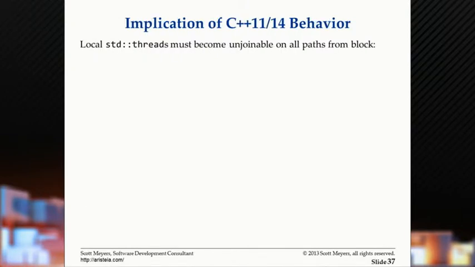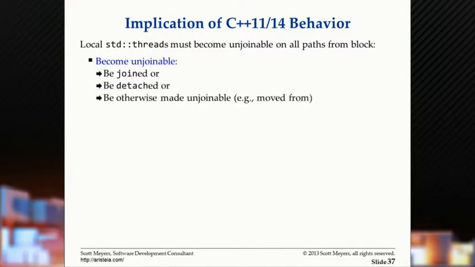So my guidance here is that your thread should become unjoinable on all paths from a block. So there's two key things here. Number one is unjoinable. So what does it mean to become unjoinable? You've either got to join, or you've got to detach, or otherwise be made unjoinable. For example, typically being moved from would be a way to do that. But the key thing really is all paths.